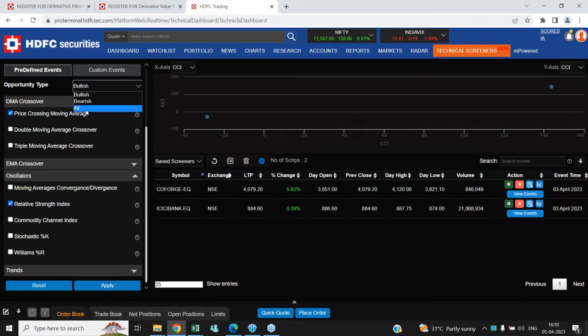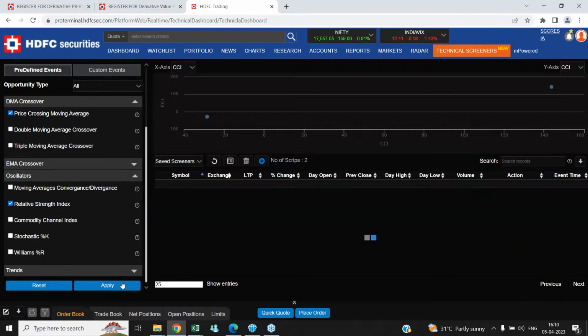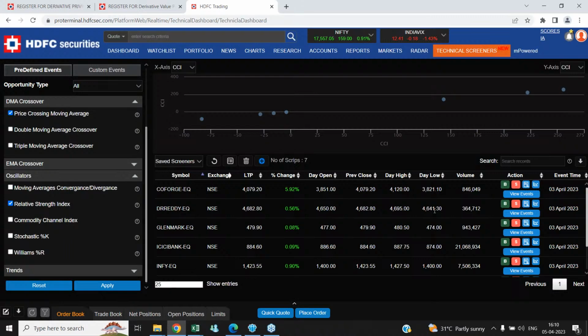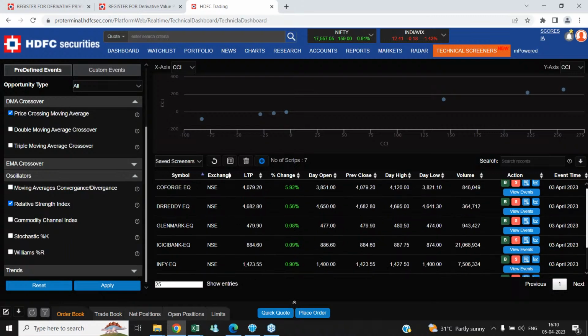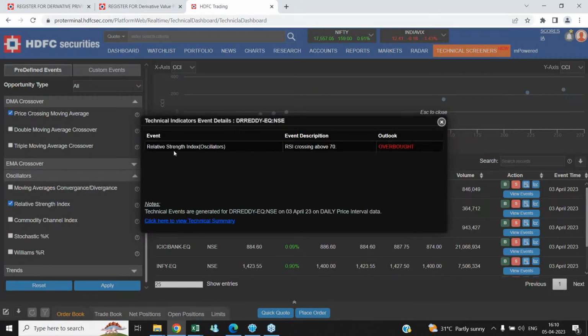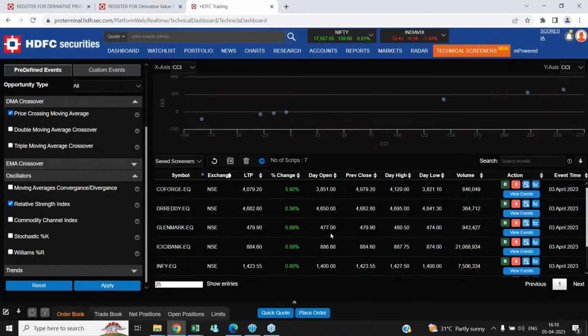If you want to see all, that is both bullish and bearish, you can also click on apply. So you will be able to see all the bullish and bearish stocks. Dr. Reddy's, if you see the relative strength index, has crossed above 70. That is, it is in the overbought zone. So here you will be able to see which stocks are overbought or oversold. So that is how you can check various parameters.